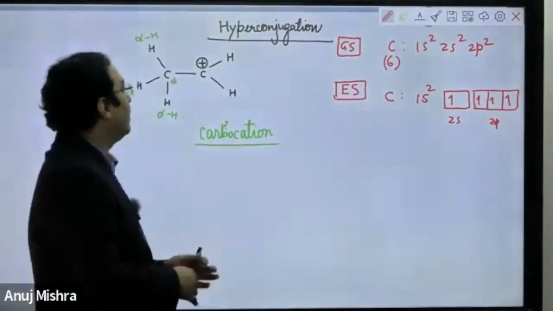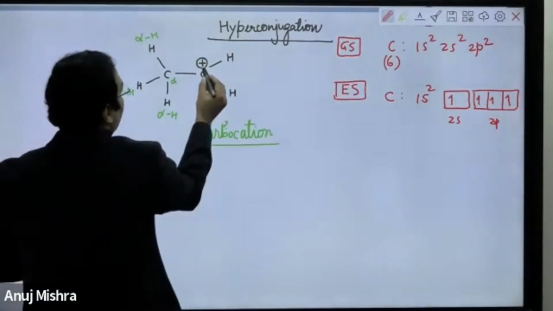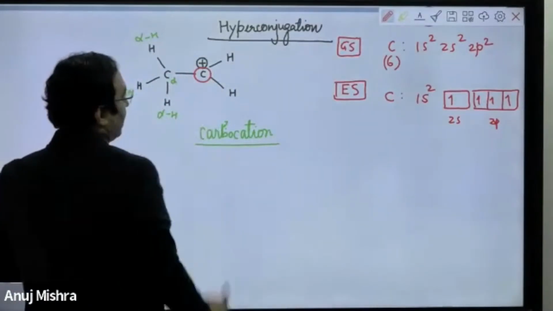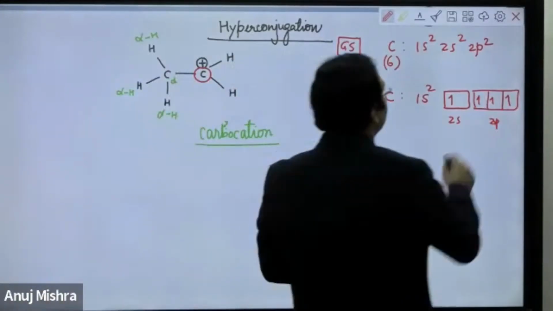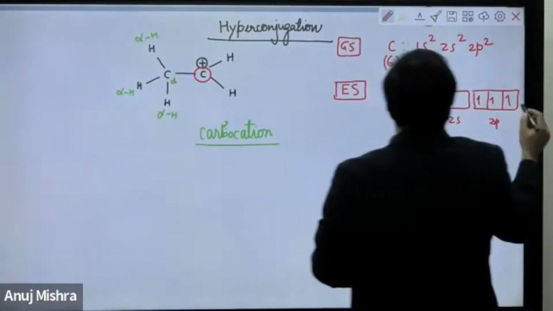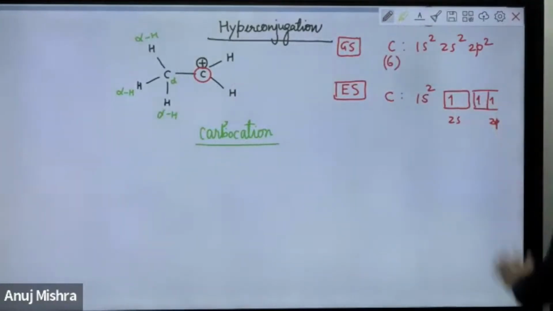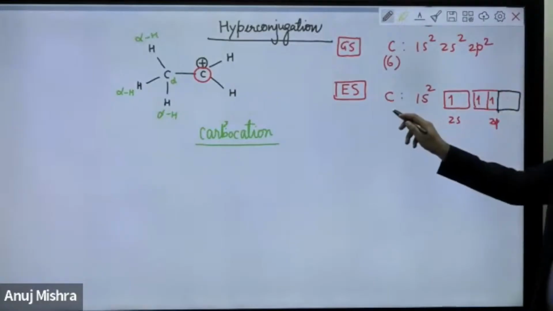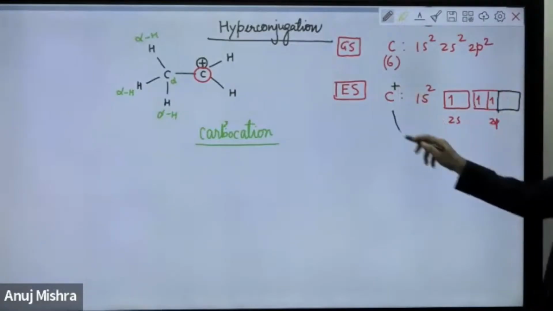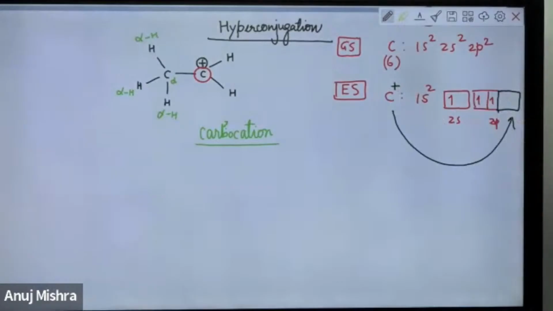Now see, this carbon is a special carbon. This carbon has a plus charge. Plus charge means one of these electrons is removed or it is not there. This one is not there. So what is the situation now? It is like this. Okay. So I'm saying this is a C plus situation. Are you understanding? One electron has gone, it is just not there. So this is the case.